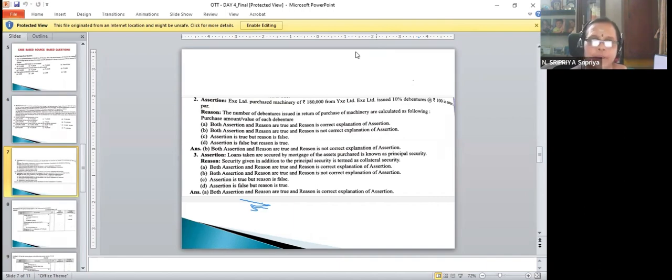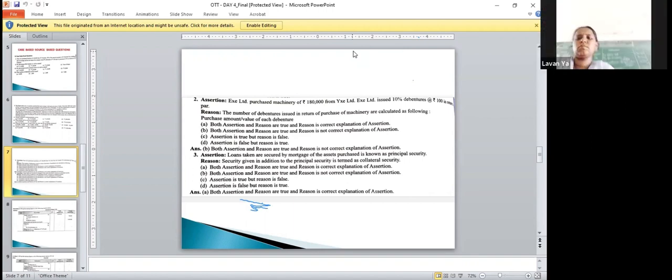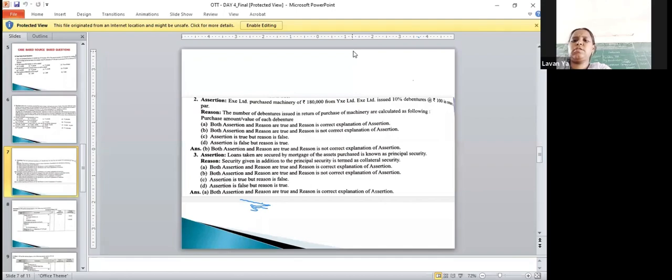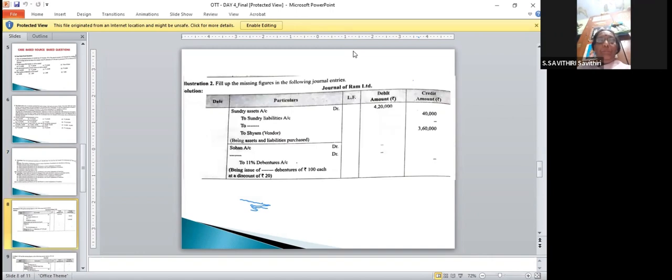Okay, fine. Coming to the next one. Loans taken that are secured by mortgage of the assets purchased is known as principal security. Security given in addition to the principal security is termed as collateral security. So your answer is right, assertion and reason, because loans are taken and the asset is given as a principal security is correct. And what do you mean by collateral security? Only when additional security is given, it is called collateral security. Correct.